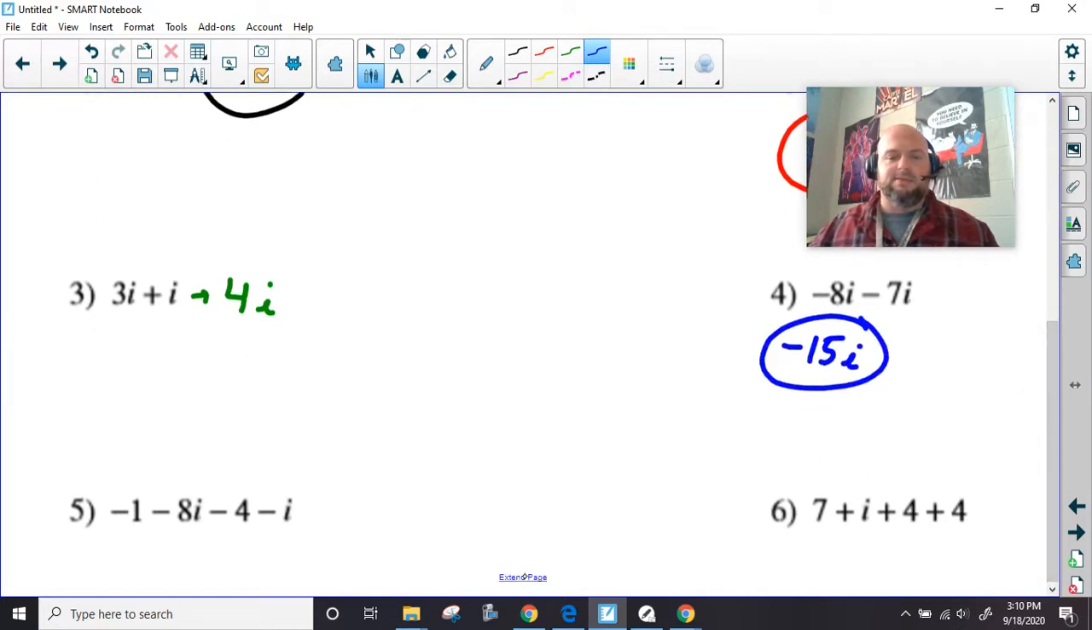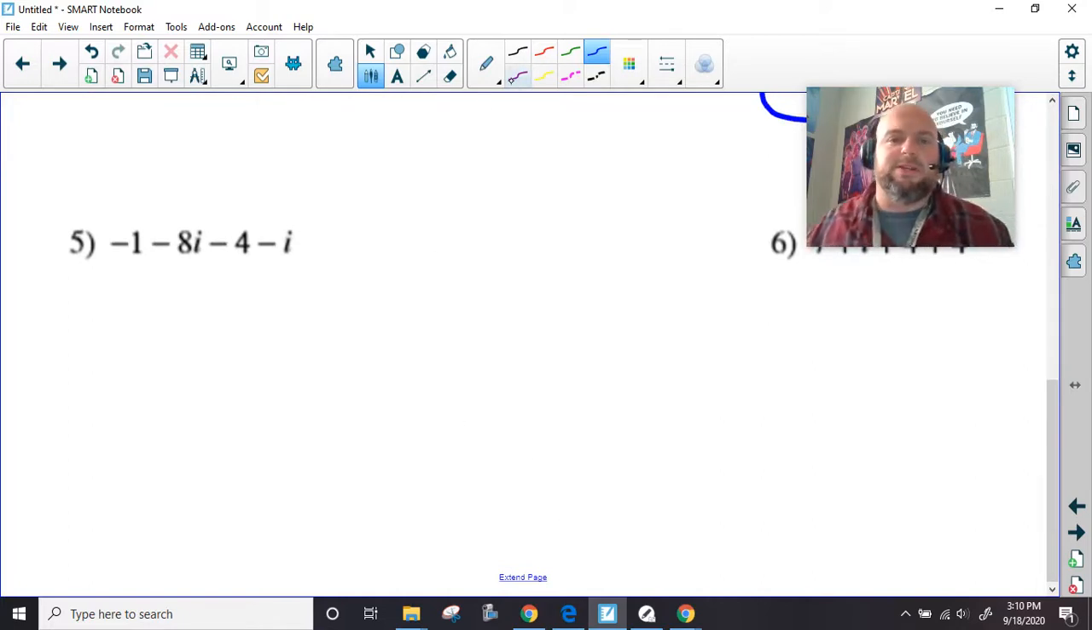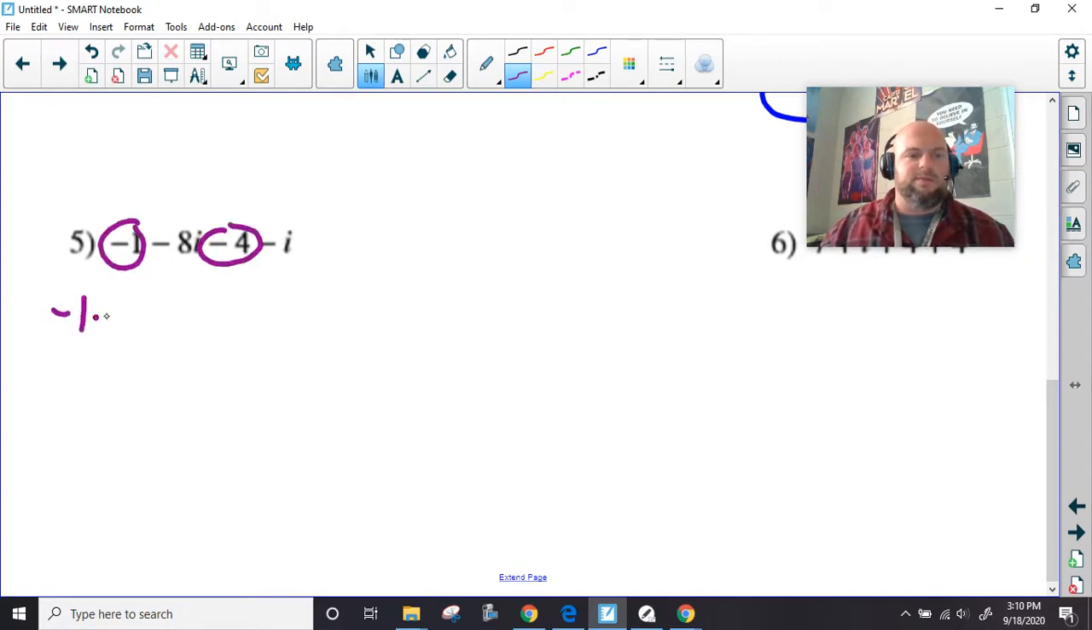All right, so now we get to something that's a little bit more difficult. Yeah, we get to the fun stuff. I want to circle my constants right here. So I'm going to have -1 minus 4. And I'm going to put some lightning bolts over these. Now all we have to do is combine these terms. Well, -1 minus 4 is -5. -8 minus 1 is -9.